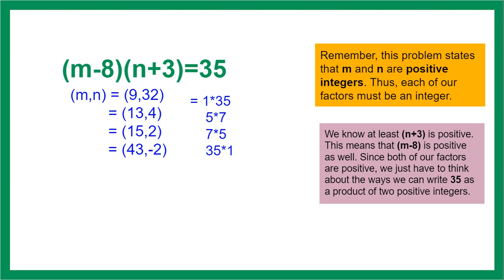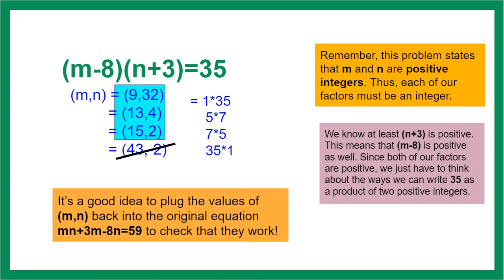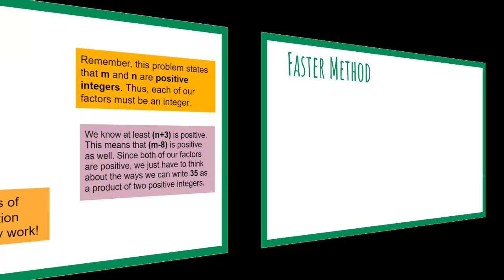So then we can do the same for 5 and 7. So m minus 8 equals 5 and n plus 3 equals 7. And so we get the pair (m, n) is (13, 4). We see this last pair, (43, negative 2), will not work since n is positive. So we get our solutions. But it's always good to plug these back in to our equation to check that they work.